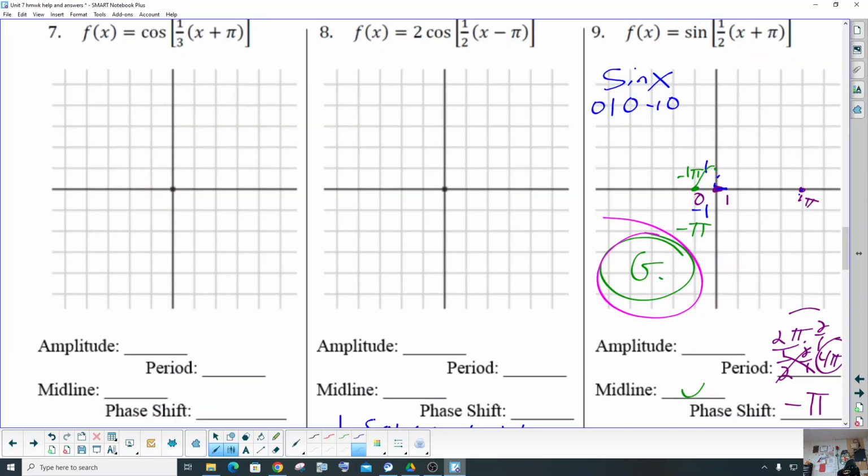All right, we're back doing some more phase shift to help you out there. Number 7 was a tough one we did in class today, so let's just check you understand what's going on.